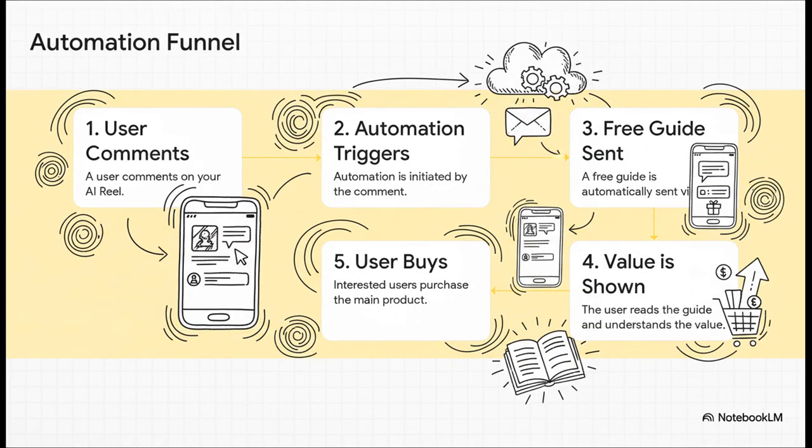So once someone comments on your reel, that's when the magic of automation begins. The flow is really straightforward. As soon as a user comments, our system is triggered, and it automatically sends them a free guide directly to their DMs. They read that guide, they get a real taste of the value you provide, and then the users who are genuinely interested can go on to purchase your main product. The best part? This all happens in the background without you even needing to be online.